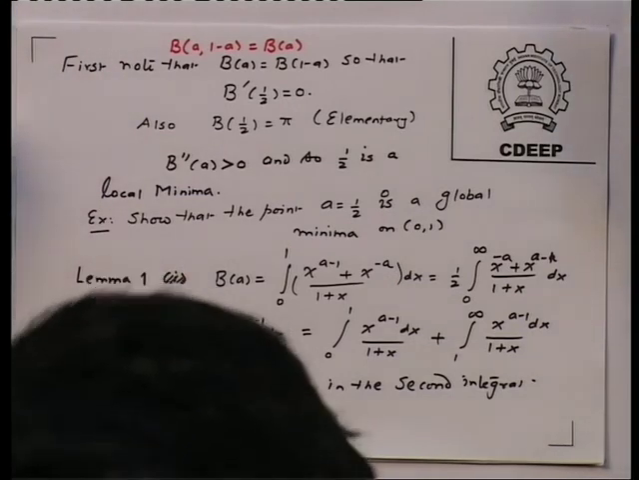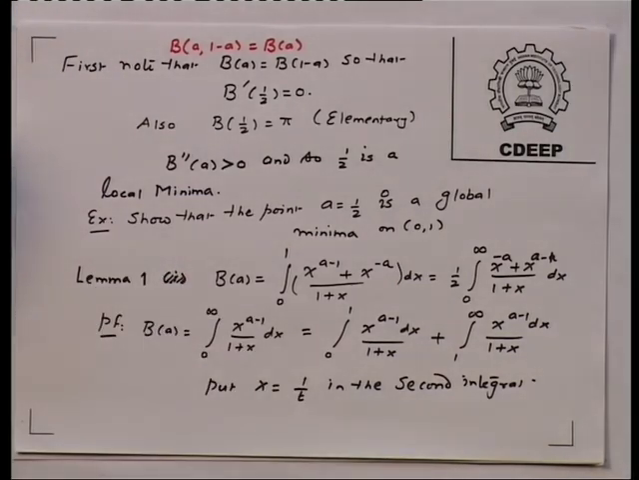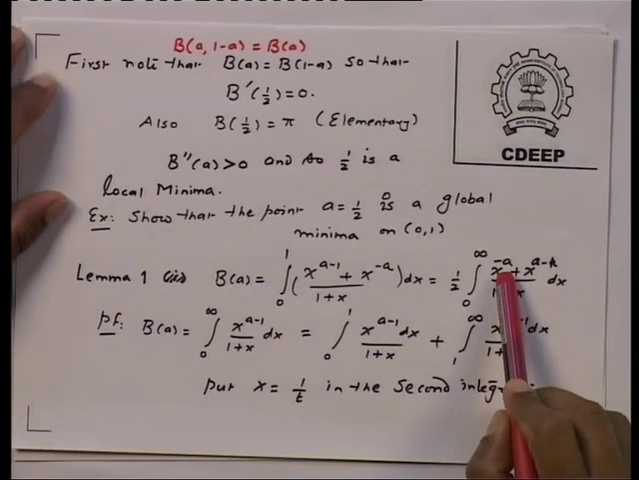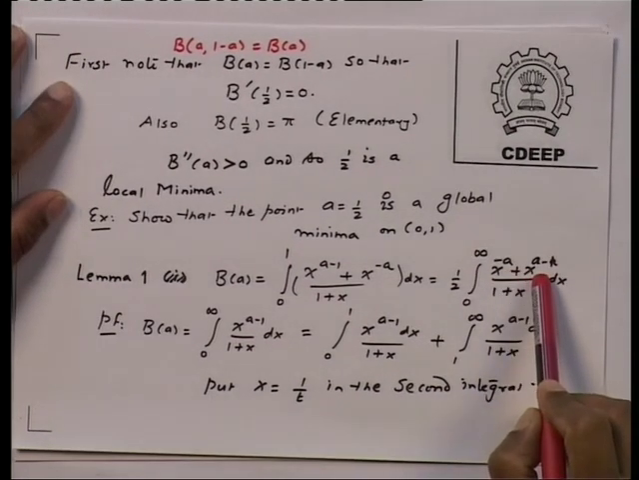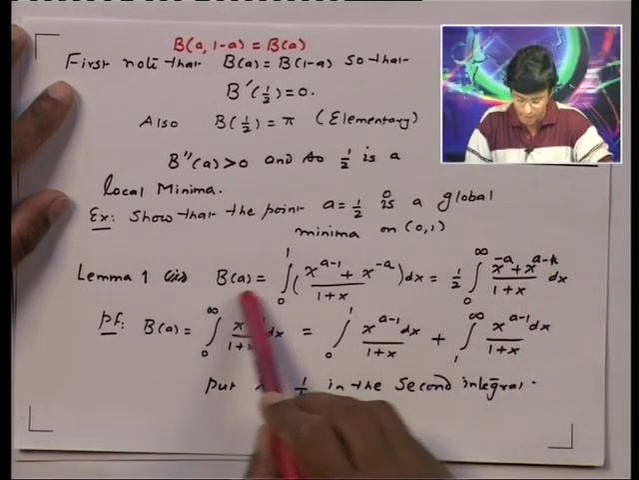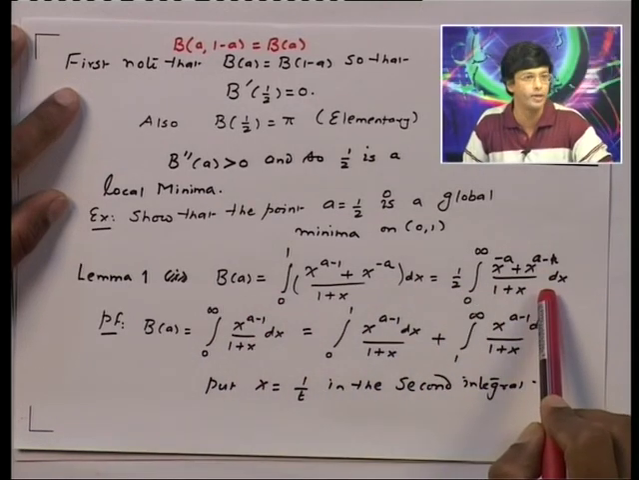So, as a first lemma, let us prove that B of a equal to integral 0 to 1 x to the power a minus 1 plus x to the power minus a upon 1 plus x, which is equal to 1/2 of integral 0 to infinity x to the power minus a plus x to the power a minus 1 upon 1 plus x. Please write just this equation, that is all that you need.